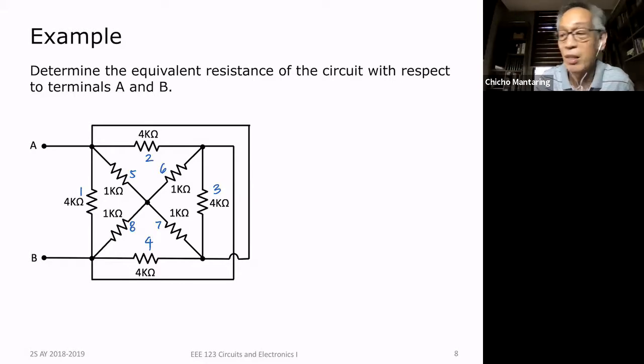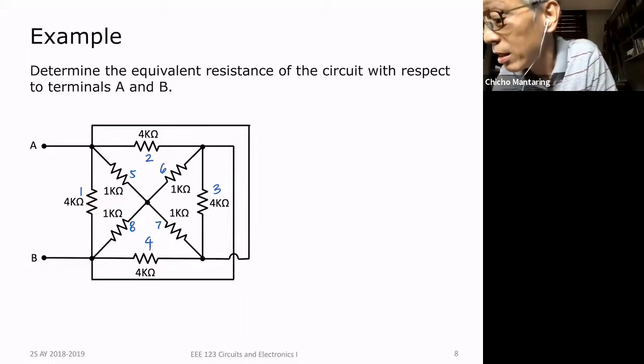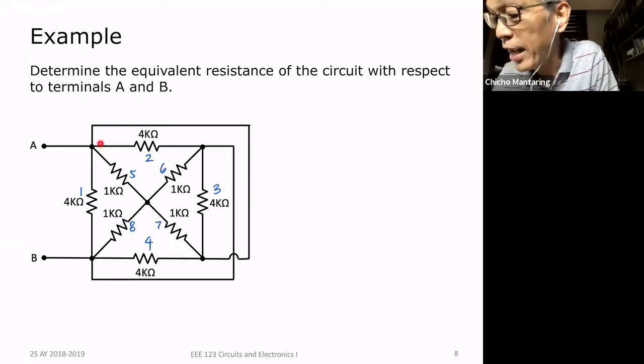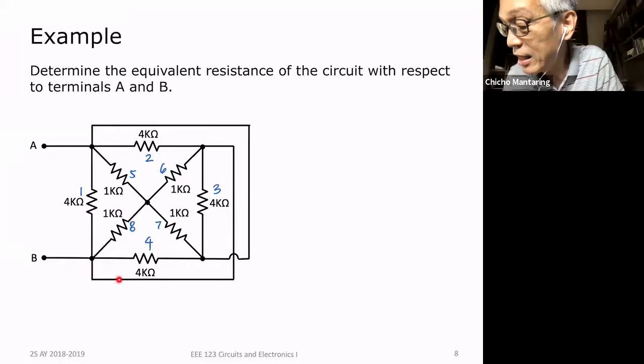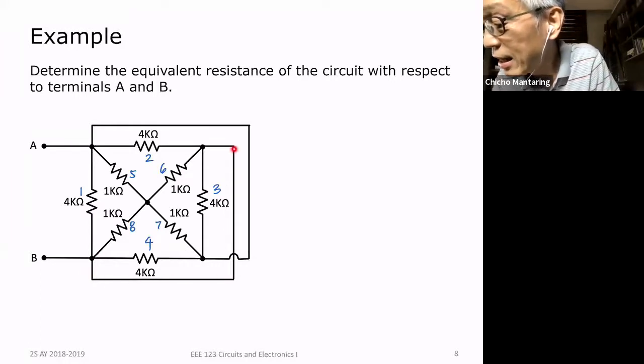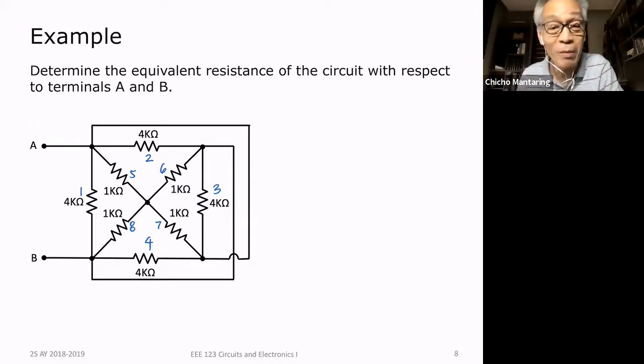So this is 2, and this is 1. Are they connected at one end? No. Are they connected at this end? Yes, they are connected at this end. Are they connected at the other end? This is connected there. Yes, they are also connected at the other end. Therefore, 1 and 2 are in parallel.